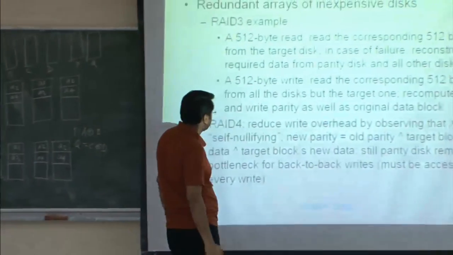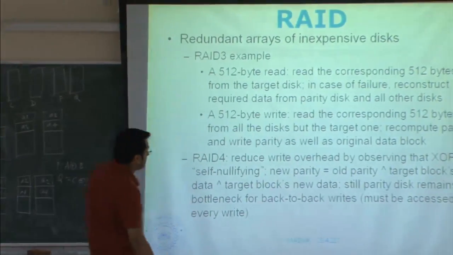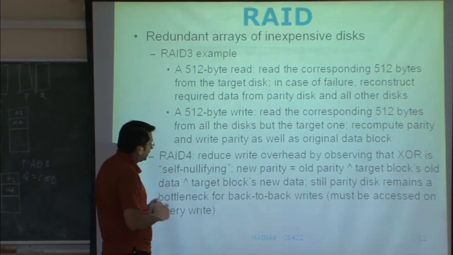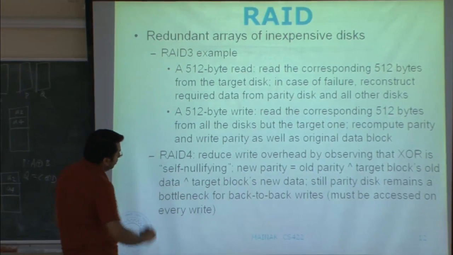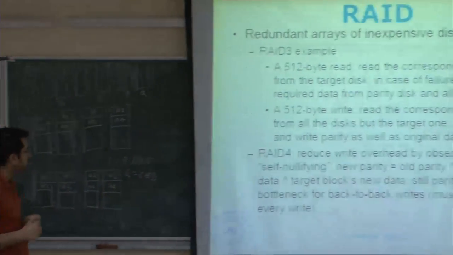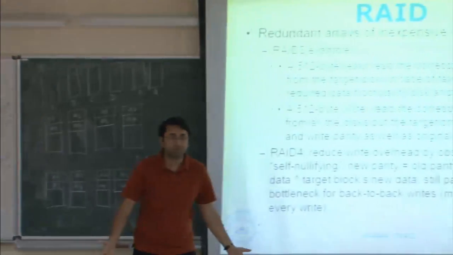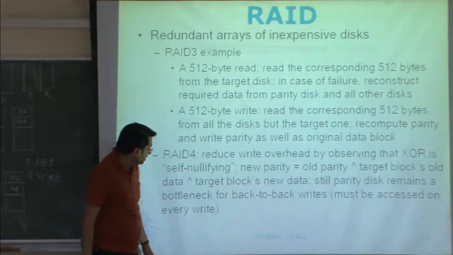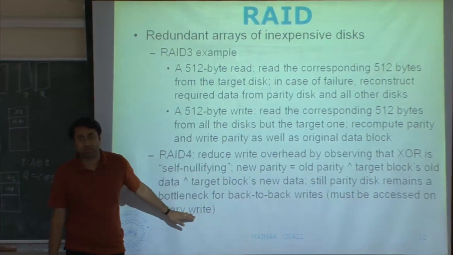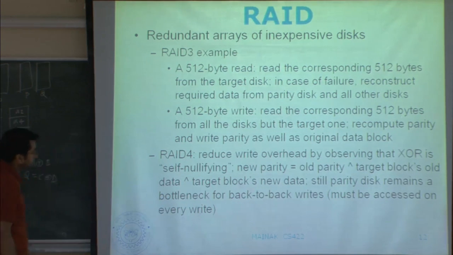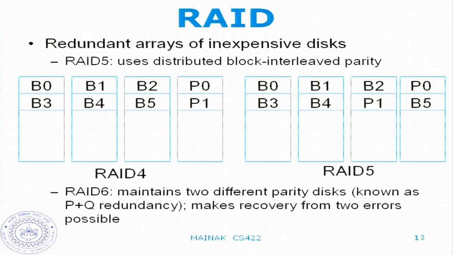That is what is recognized in RAID 4, where you reduce the write overhead by observing that XOR is self-inverse. So for computing the new parity, you could just do the following: old parity XORed with the target block's old data, XORed with the target block's new data. That would give you the new parity. Still, the parity disk remains a bottleneck for writes, because it will be accessed wherever the parity is stored. Okay, so this is RAID 4.